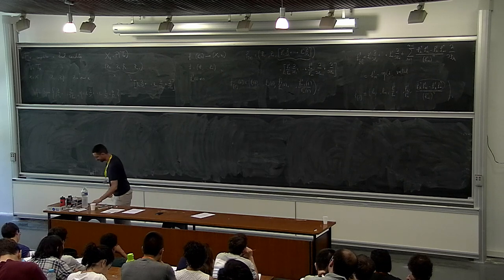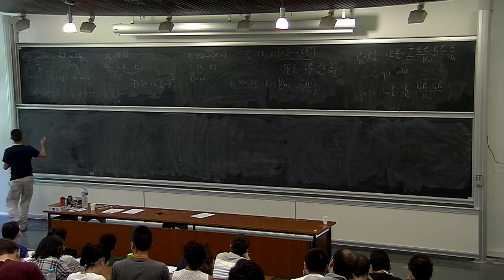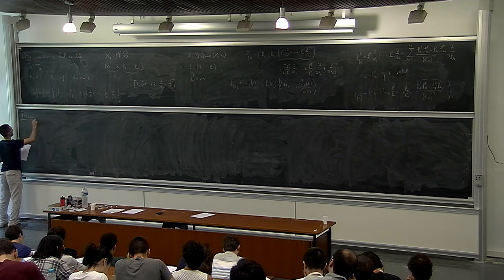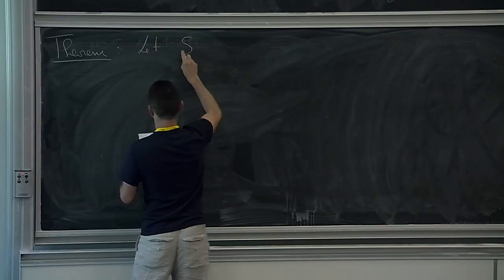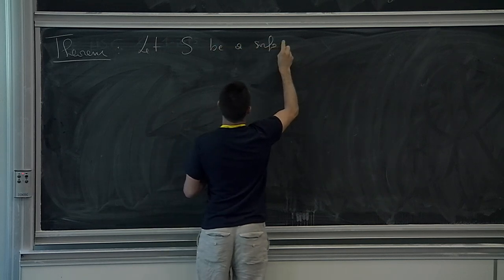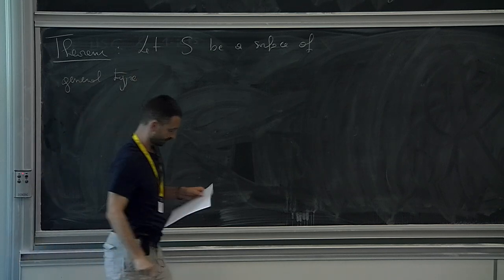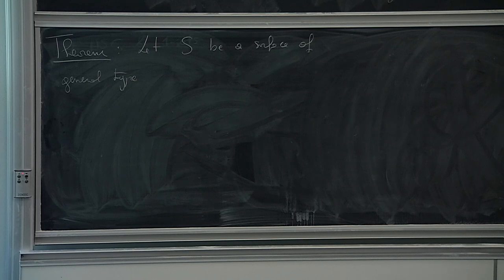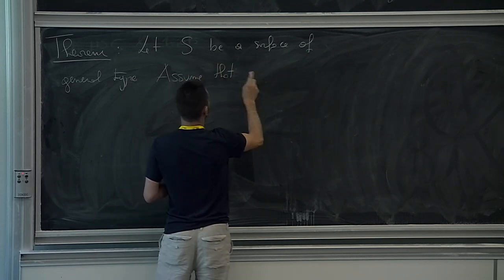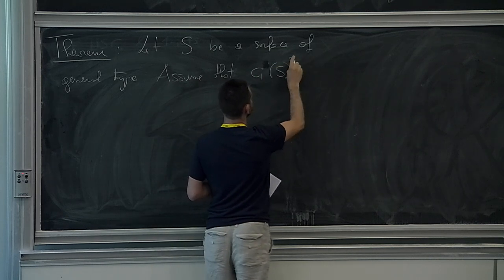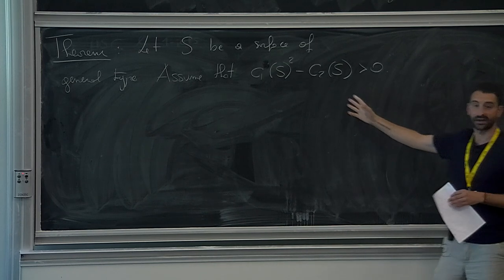So now the goal of the last part of the last talk is to give an idea of how to prove the following theorem. Okay, so we take S to be a surface of general type. I recall to you that this means that the canonical bundle is big, has lots of sections, okay? And then we assume that you take the first Chern class of S squared, that's a number, you subtract c2 of S, which is also a number, and you suppose that's positive. Okay, that was called the second Segre number of the surface.